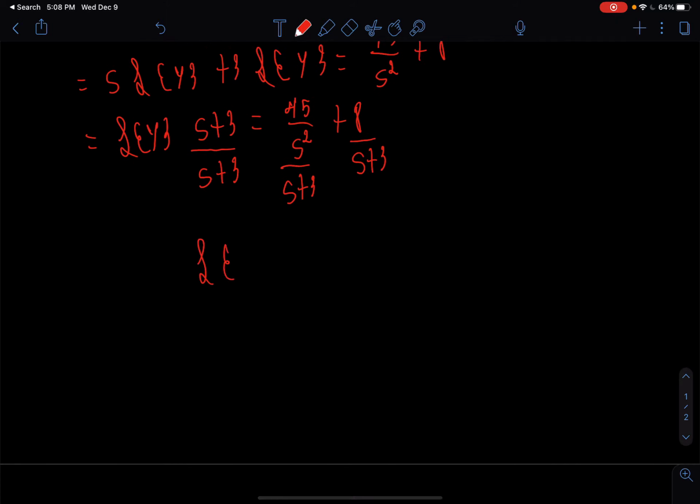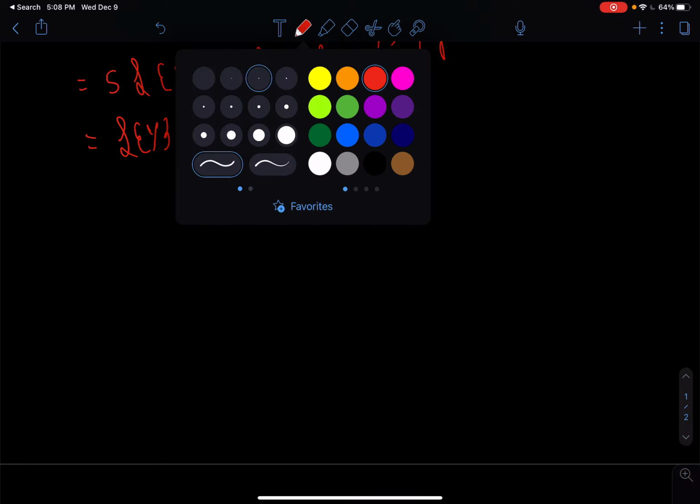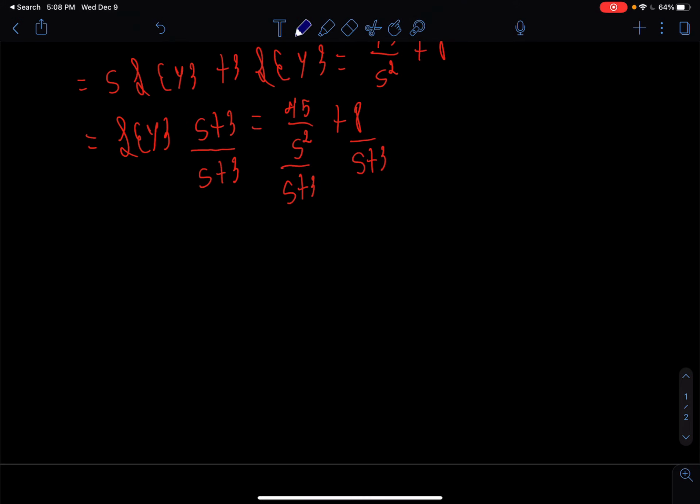So Laplace of y, we can now go ahead and do it. Actually, as a matter of fact, let me switch colors, going on to a new step right here. So we'll use blue. We'll have Laplace of y, which is then equal to 45 over s squared (s plus 3), and now we're going to have plus 8 over s plus 3. Okay, that's how that works out.